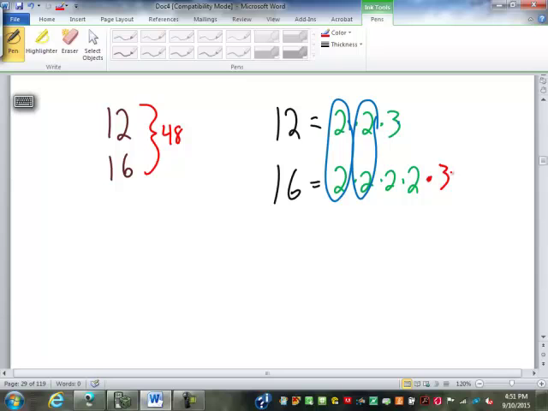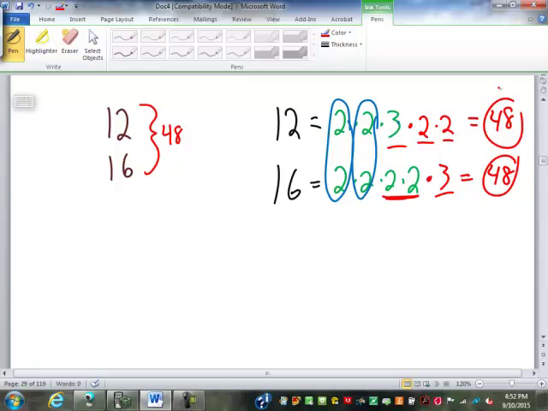Now they both have a 3. This one has 2 2s extra. This one needs 2 more 2s. Now they both have the same number of 2s. Do you see what I did? I made sure they all had the same factors. This now multiplies up to 48. This now multiplies up to 48. The least common multiple is 48.